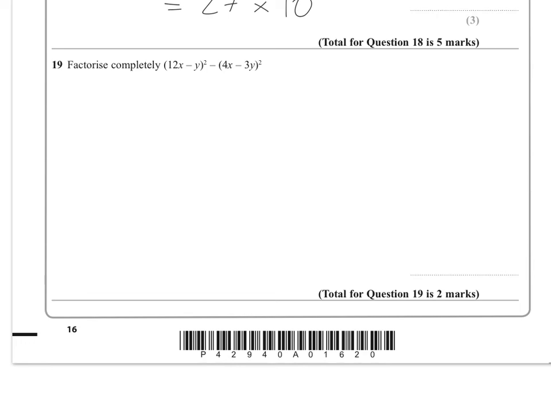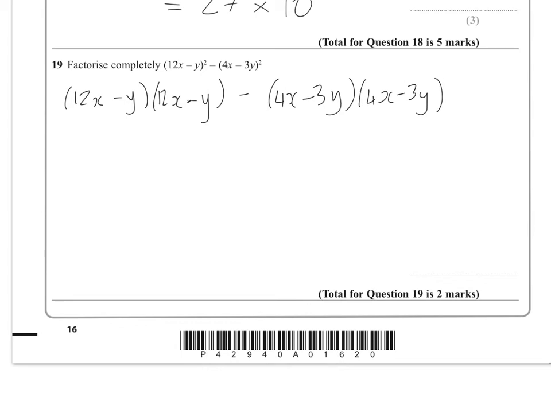Factorise completely. Well, first things first, rather than a square, I rewrite it as a double bracket. And then multiply out the brackets, so 12x times 12x is 144x squared, 12x times minus y gives minus 12xy, minus y times 12x, minus 12xy, and minus y times minus y, negative times negative is positive, y times y, so plus y squared.